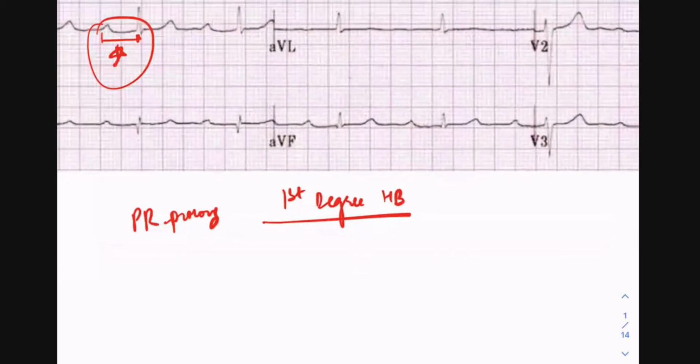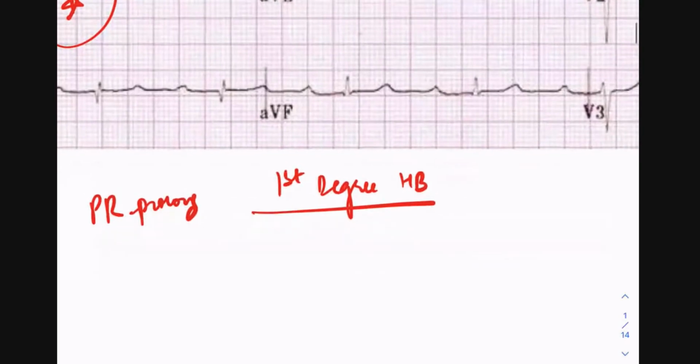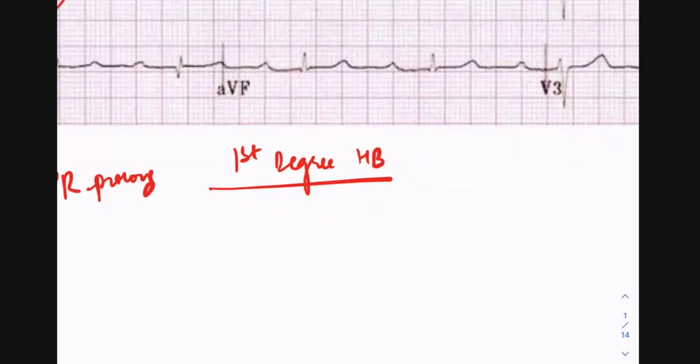There's a little story to learn these heart blocks, and this is how I was taught. So I'm going to share this with you. The P wave is you, the QRS is your man or your significant other, whoever. Okay, so you're the P wave, QRS is your man, and the PR interval is the time your man takes to come home.